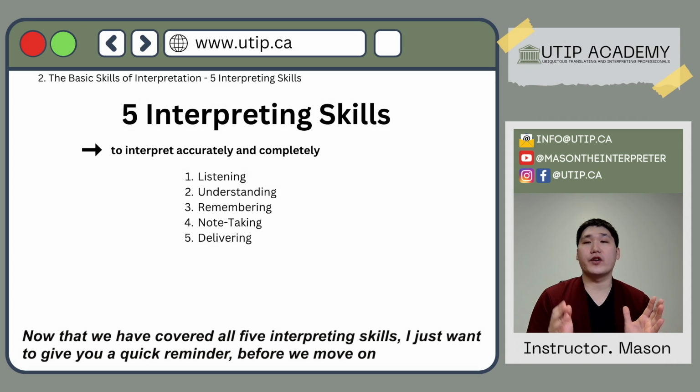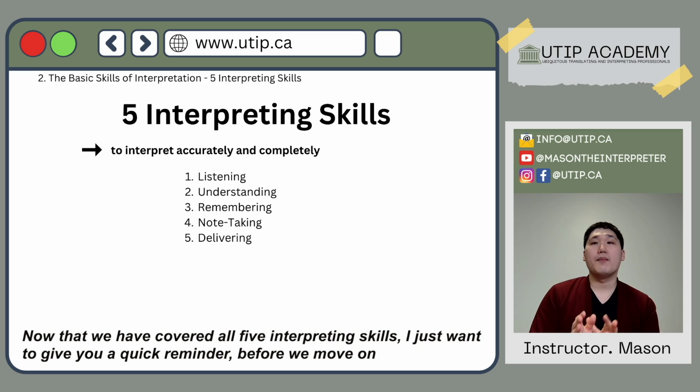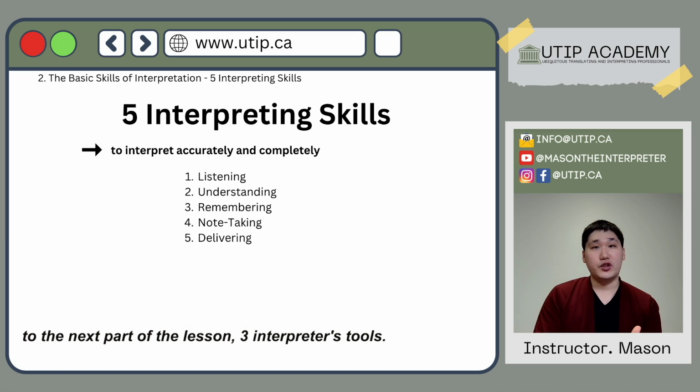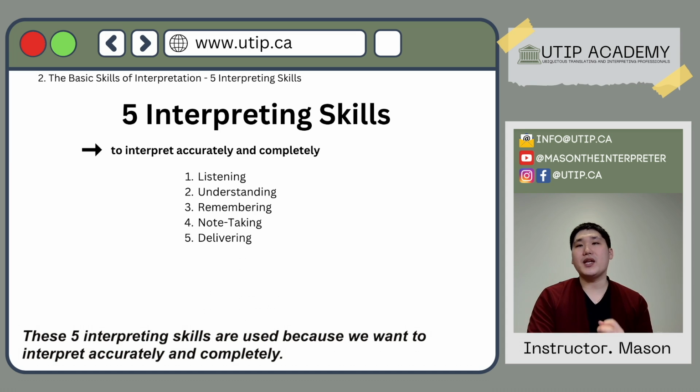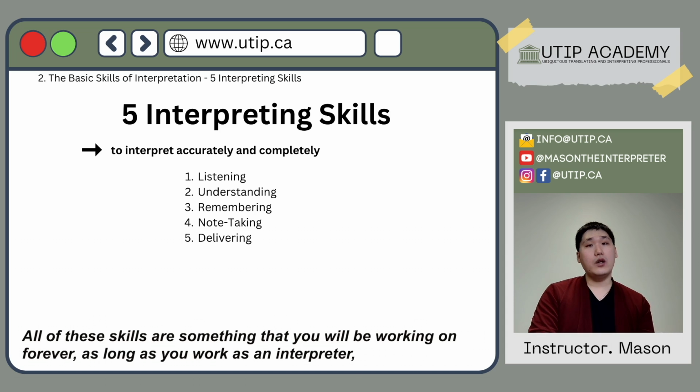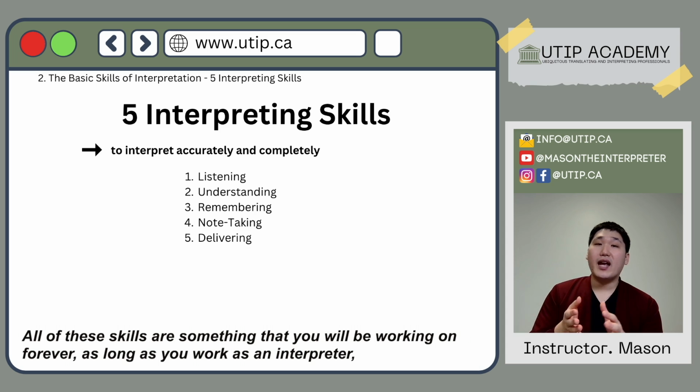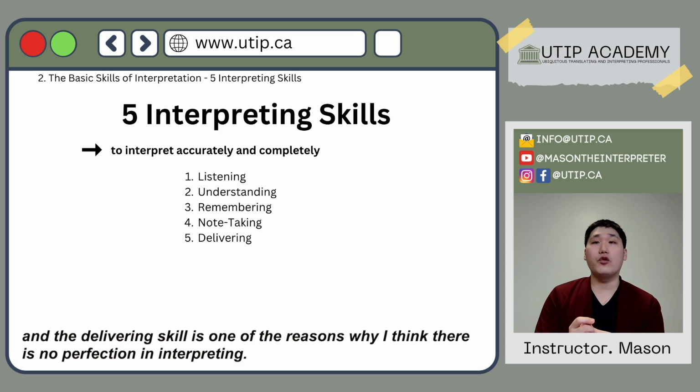Now that we have covered all 5 interpreting skills, I just want to give you a quick reminder before we move on to the next part of the lesson, 3 interpreters tools. These 5 interpreting skills are used because we want to interpret accurately and completely. All of these skills are something that you will be working on forever, as long as you work as an interpreter. And the delivering skill is one of the reasons why I think there is no perfection in interpreting.